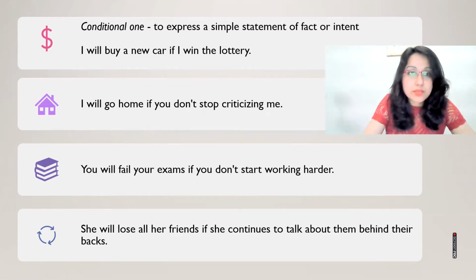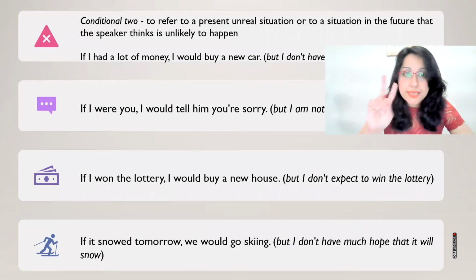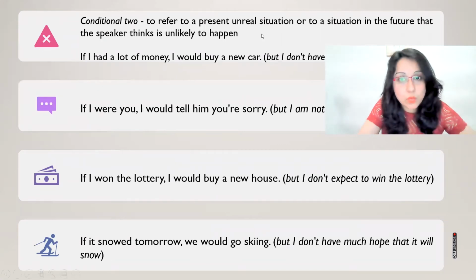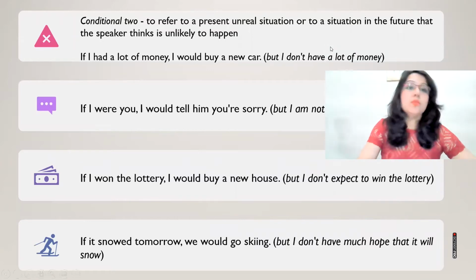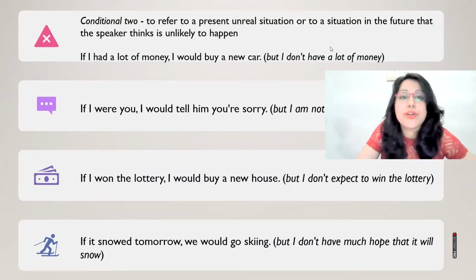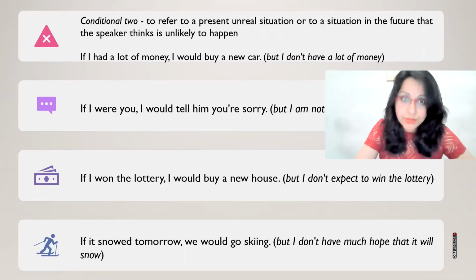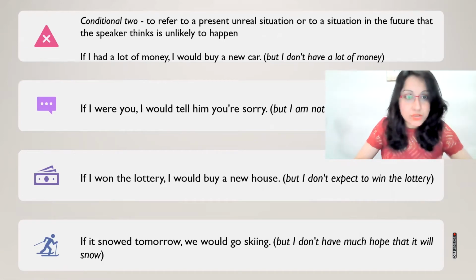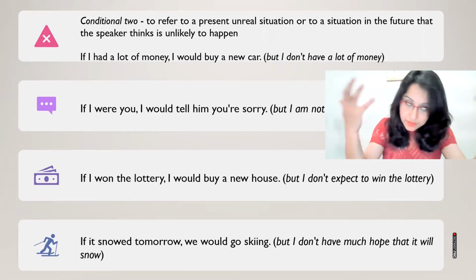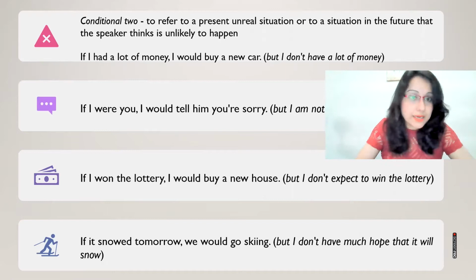Moving on with the next one. This is your second conditional. So why do we use your second conditional? Second conditional refers to a present unreal situation or to a situation in the future that the speaker thinks is unlikely to happen. So we talk about either a present unreal situation or a situation in the future that the speaker thinks is unlikely to happen.